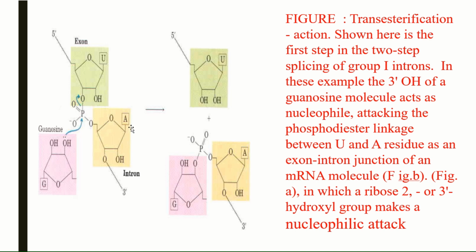Now the guanosine molecule splits the exon-intron bond, and the ribose 2' or 3' hydroxyl group makes a nucleophilic attack. This is the 2' or 3' hydroxyl group which is produced to join the guanosine and the intron molecule.